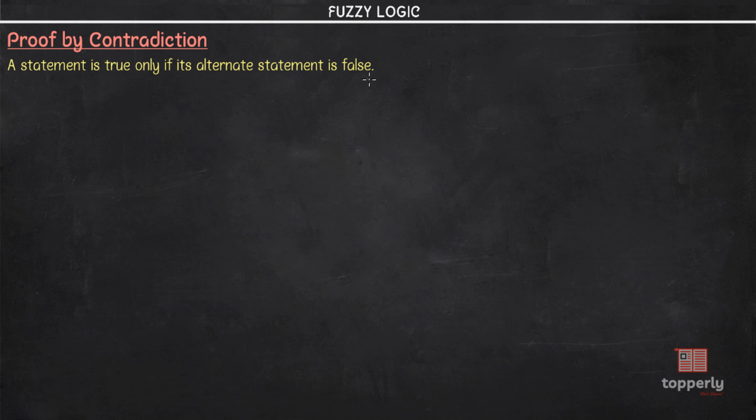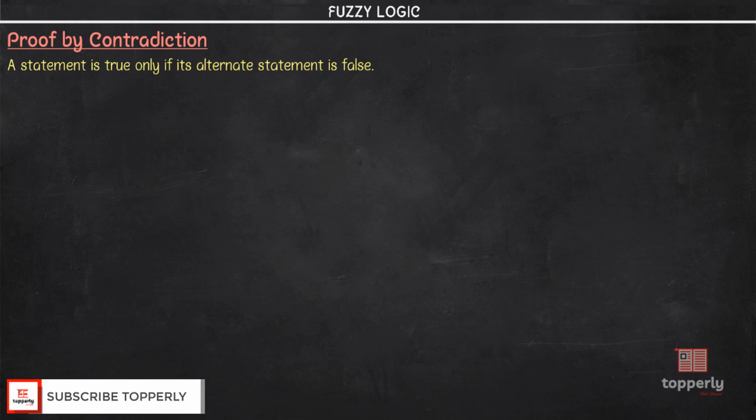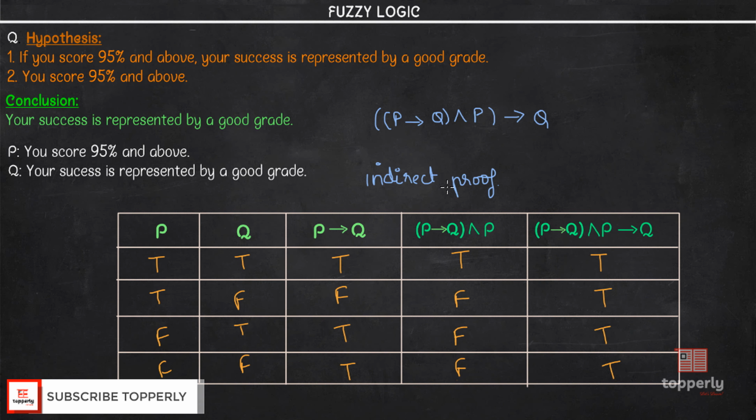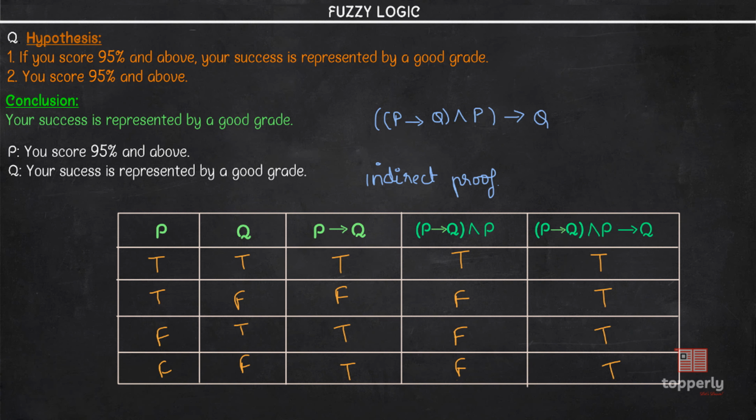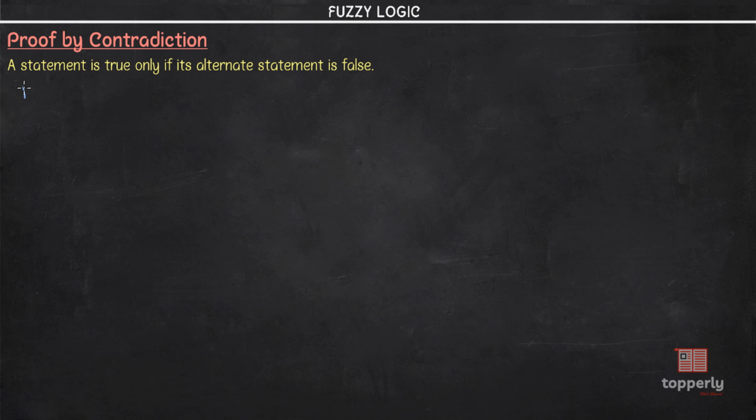So, if we want to show that a compound statement is a tautology, we can alternatively show that the alternative statement is a contradiction. So, this is how you do proof by contradiction. Let us consider the same example as we have seen over here. The expression which we have obtained is P implies Q conjunction P, the whole thing implies Q. So, let us write it down here. We have (P implies Q) conjunction P, the whole thing implies Q.